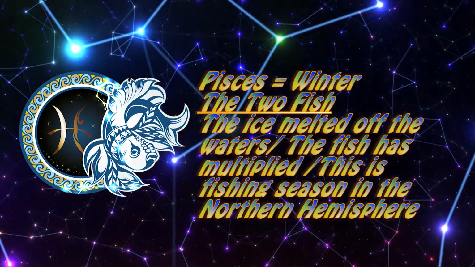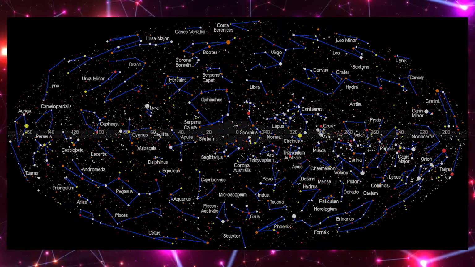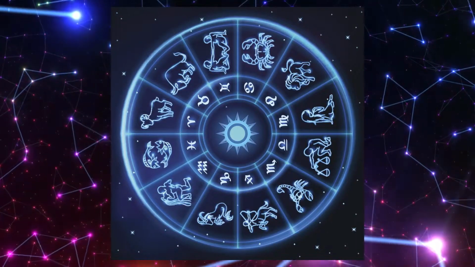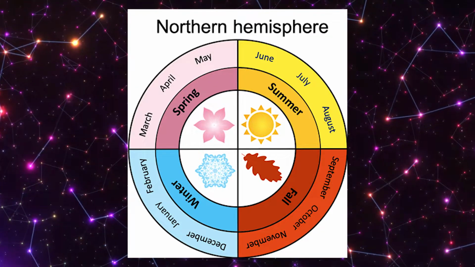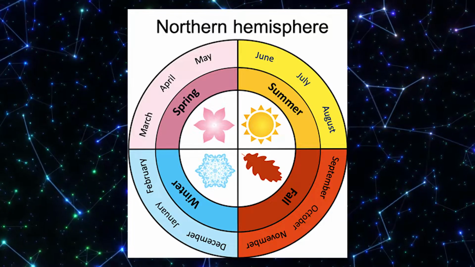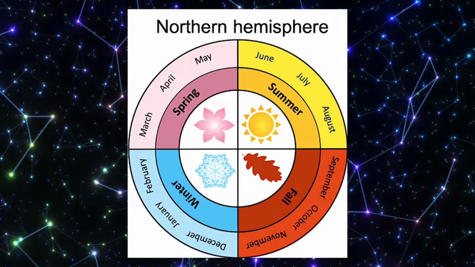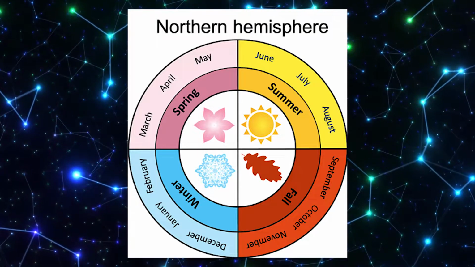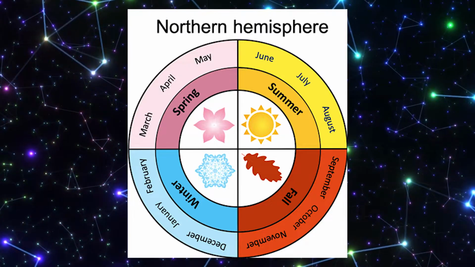So this is the Mazzaroth, the Zodiac. If you didn't know the seasons back then, you'd end up starving or freezing to death. And this was one of the ways that they used the Mazzaroth, the Zodiac.